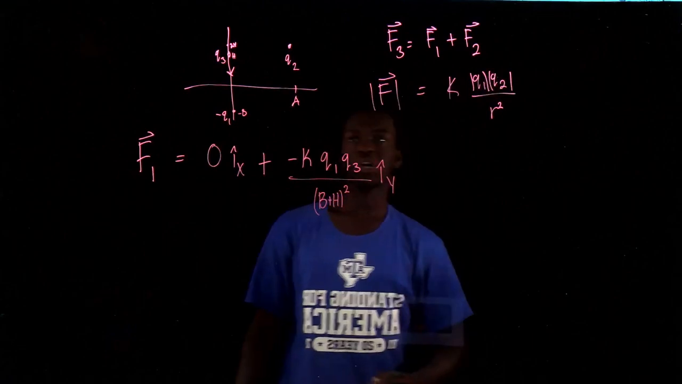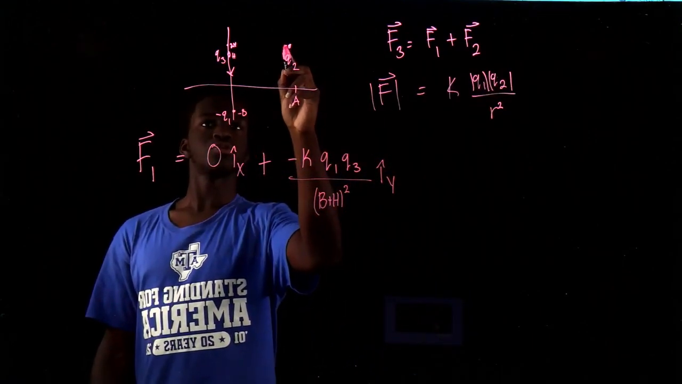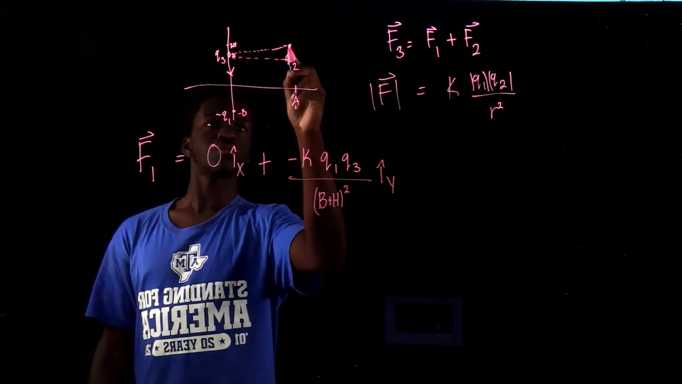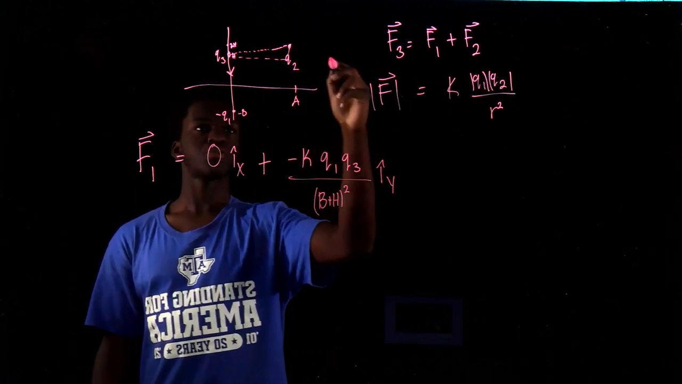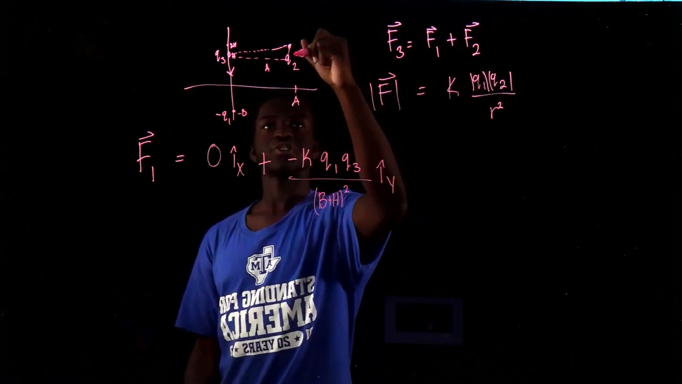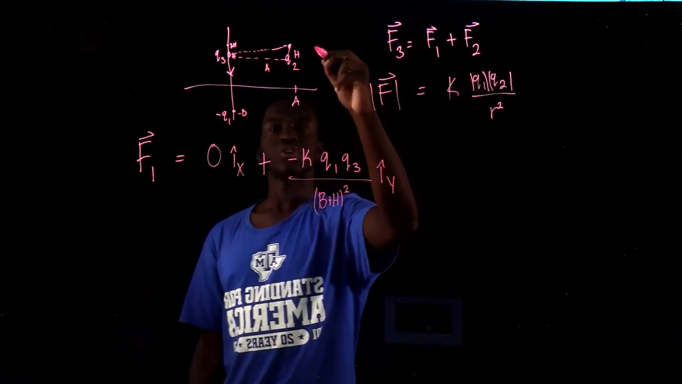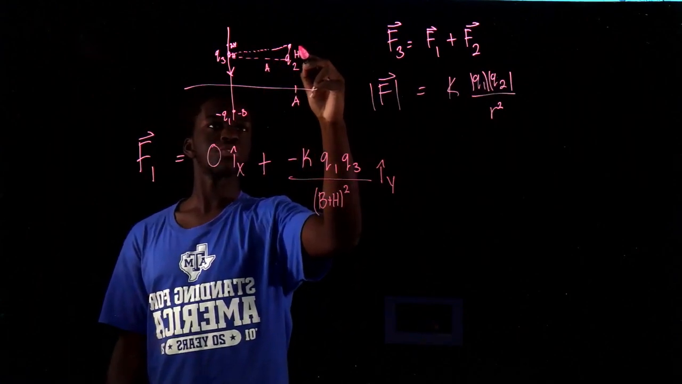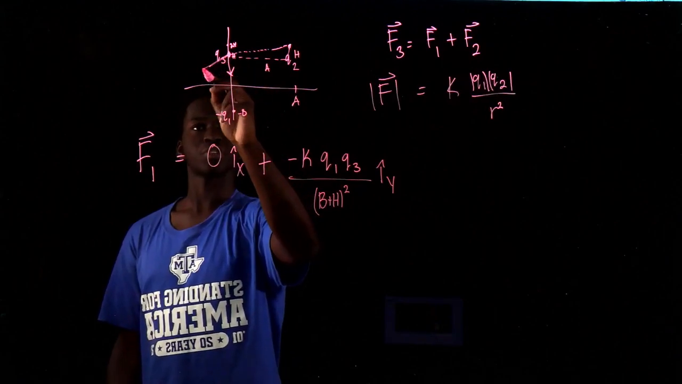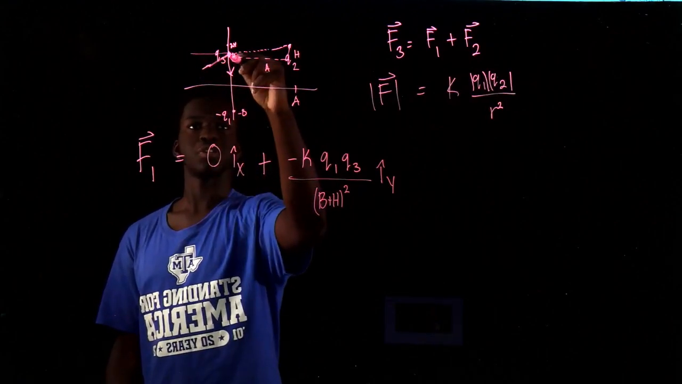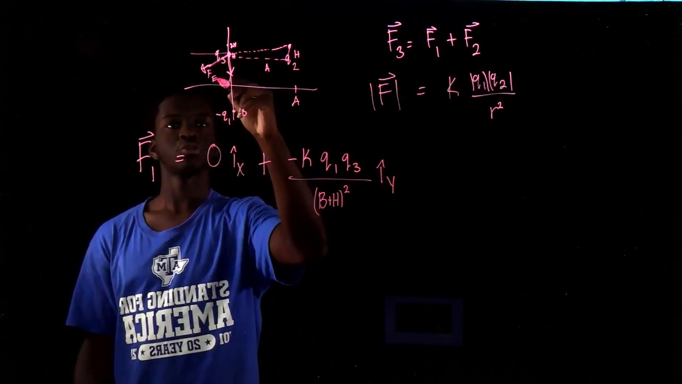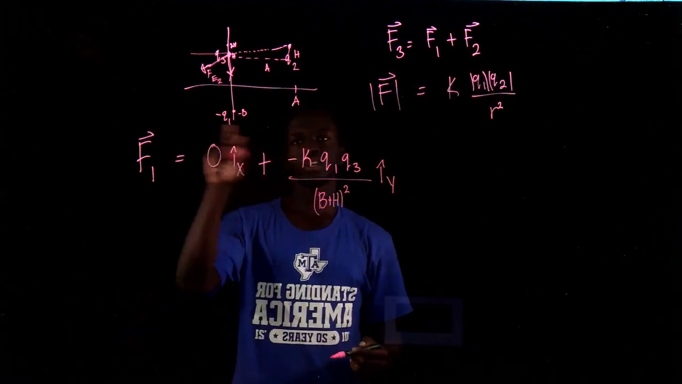Now for the force of two, we're gonna need to find from Q2 to Q3. So we're gonna need to find the distance, the radius for this one. So we know this part is A and this part is gonna be H. Yeah, we're going this way, so this is where the force is gonna be. The force is gonna be exerted that way, so we know it's gonna be negative. This is Fe for the two, so it's gonna be negative.